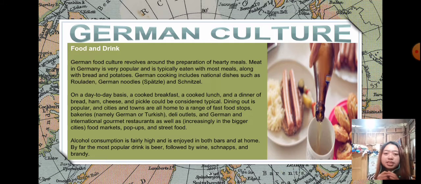Another one is their food and drinks. German food culture revolves around the preparation of hearty meals. Meat is very popular and is typically eaten with most meals, along with bread and potatoes. German cooking includes national dishes such as Rouladen, German noodles, and Schnitzel.